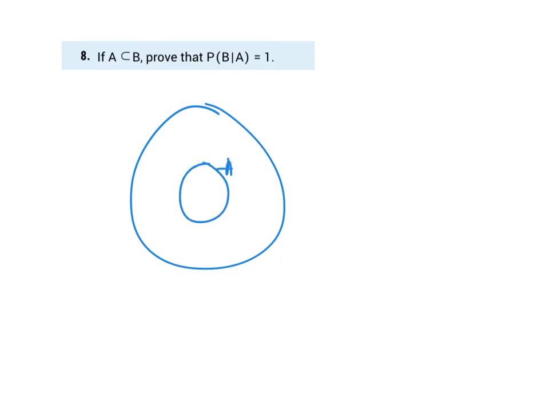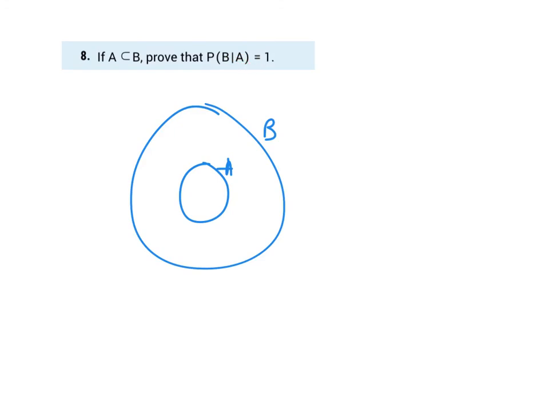This is just the last question that we didn't get to do in class. It says, if A is a subset of B, prove that the probability of B given A is equal to 1. So A is a subset of B, so I suppose visually let's represent that. So here is A, and this is B. Okay, so A is a subset, so it fits inside B.